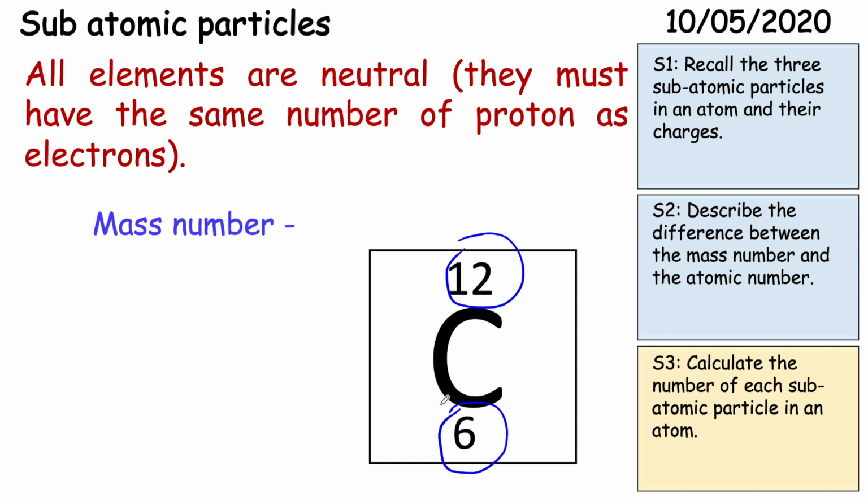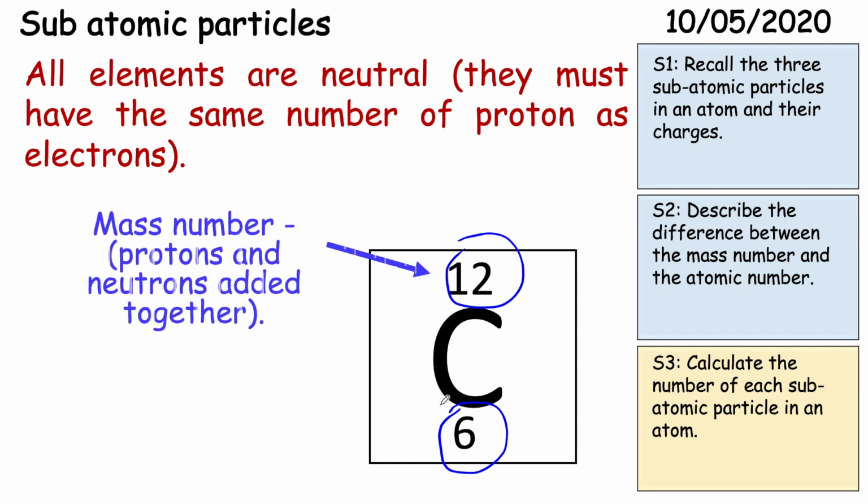The top one is called the mass number, and that one tells you the number of protons and neutrons in a nucleus. And this makes sense because the protons and neutrons have a mass of 1, and most of the atom's mass is contained within the nucleus. So here you'll find the protons and neutrons added together.